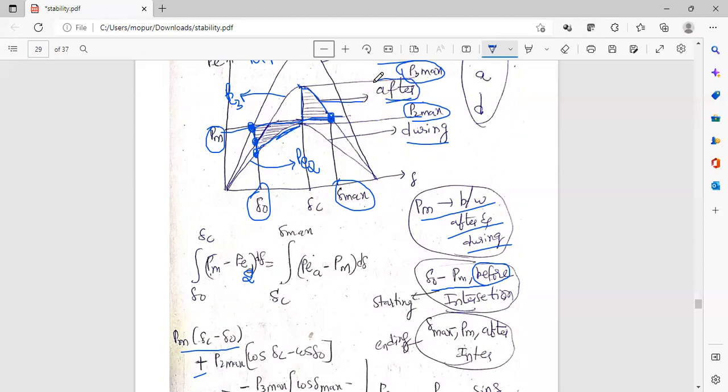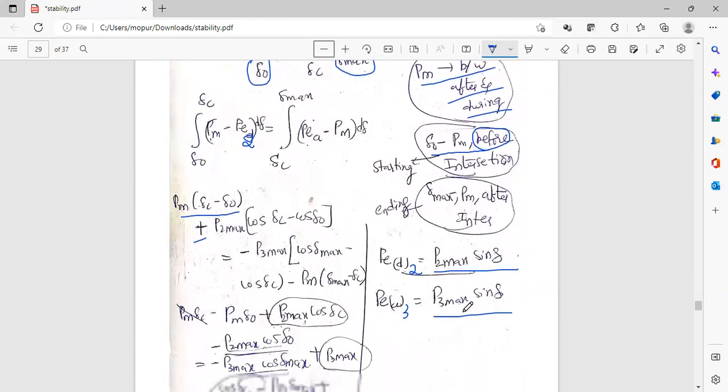So for remembering the graph, what you can do is, it will start at the intersection point of delta naught, PM and the before graph. This is the before graph. And it will be ending at the intersection of delta max, PM and the after graph. That is, this is the after graph. So in this way you can remember.